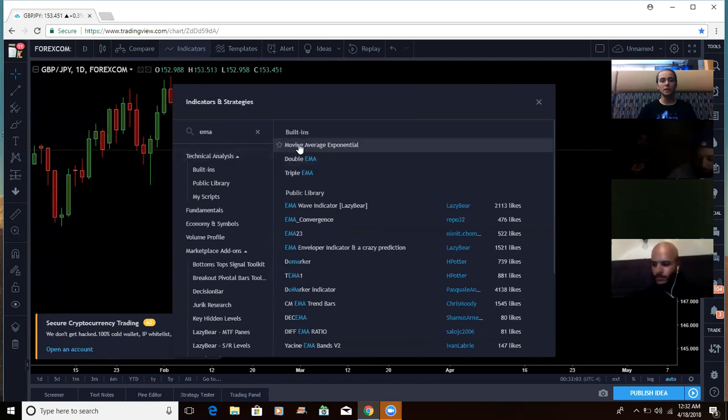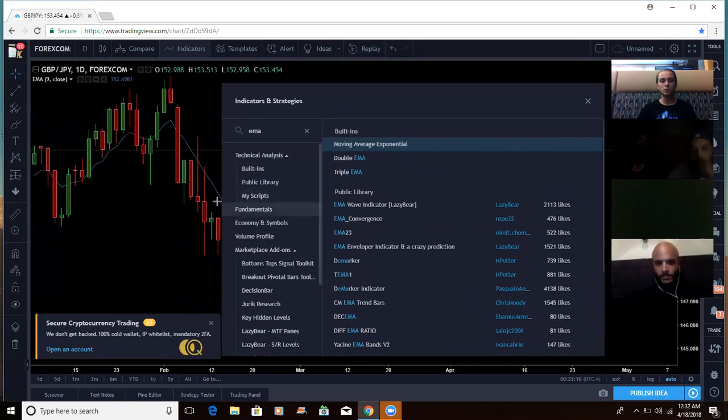So when you do that, you click that over here to the right, and it'll implement one of those lines you see in the back. And that is your exponential moving average.